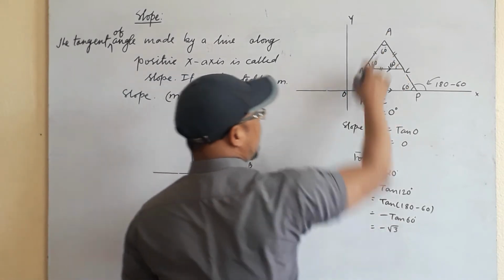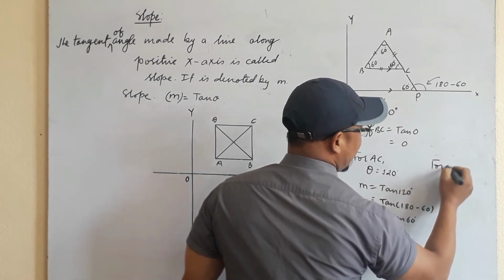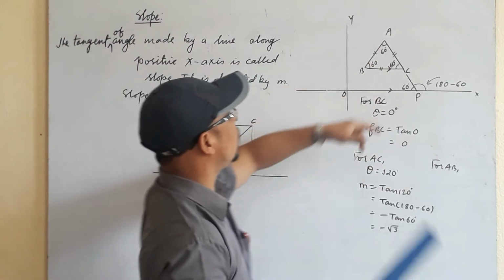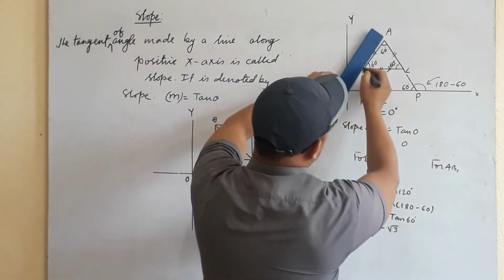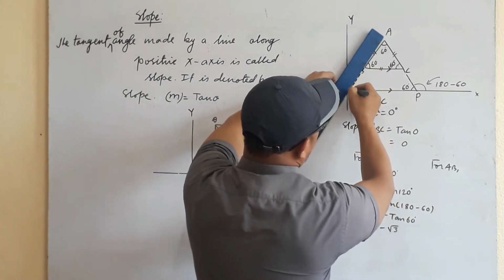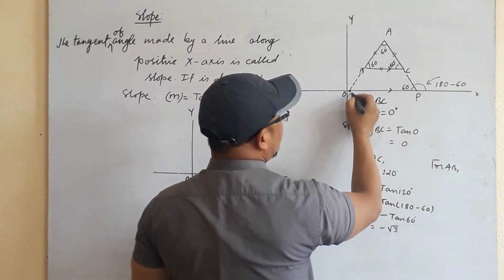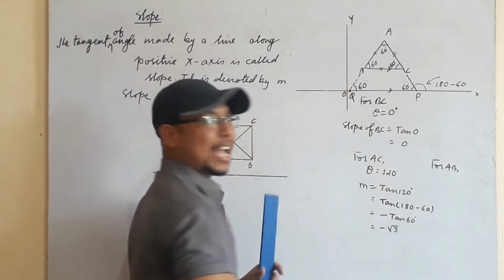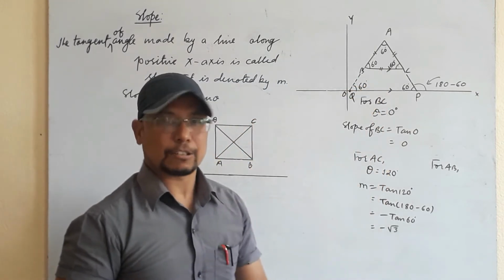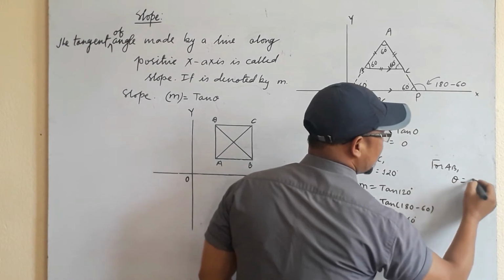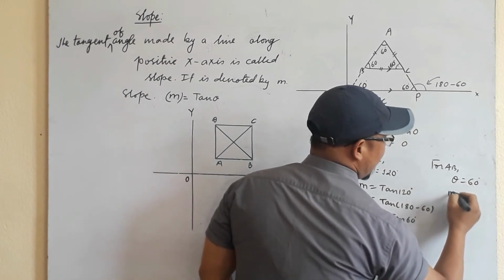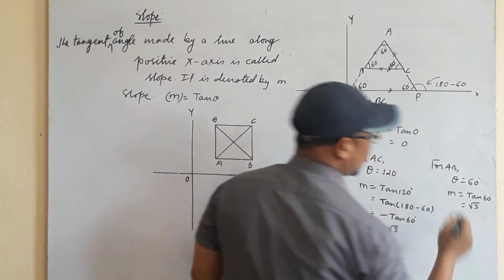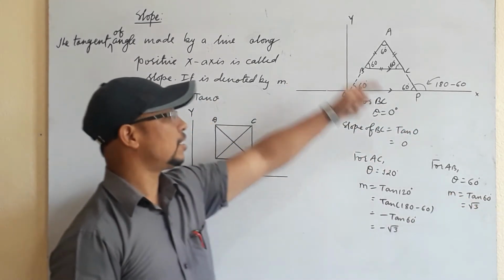Now let's talk about AB. How do you find the slope of AB? This also you have to extend the line. Having extended the line, this is P, let us suppose this is Q. Now this angle is 60, so this angle is also 60. This angle is with the positive x-axis. So here theta is 60 degrees. So what is the slope? M equals tan 60, and this gives you root 3. This is how you find the slope for these sides.